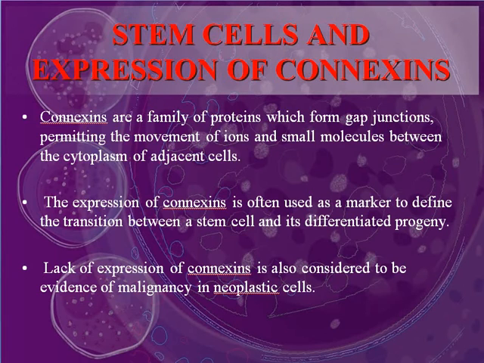Connexins are a family of proteins which form gap junctions. They permit the movement of ions and small molecules between the cytoplasm of adjacent cells. The expression of connexins is often used as a marker to define the transition between the stem cell and the differentiated progeny. In stem cells, connexins are absent, but in the differentiated progeny, connexins are present. What is the work of the connexins? They form the gap junctions, which permit the movement of ions and small molecules between the cytoplasm of adjacent cells.